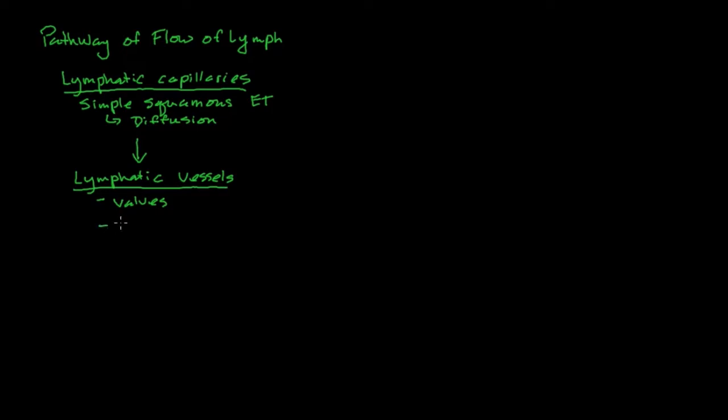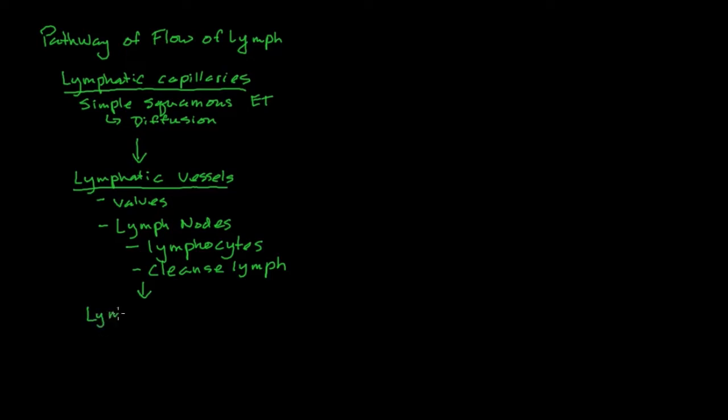Along the pathway of lymphatic vessels, you'll also find structures called lymph nodes. And lymph nodes are packed with lymphocytes. The function of a lymph node is to help cleanse the lymph. So now merging lymphatic vessels form larger structures called lymphatic ducts. And lymphatic ducts will dump their lymph into the cardiovascular system through vessels called veins. Again, veins will dump the fluid back into the cardiovascular system.